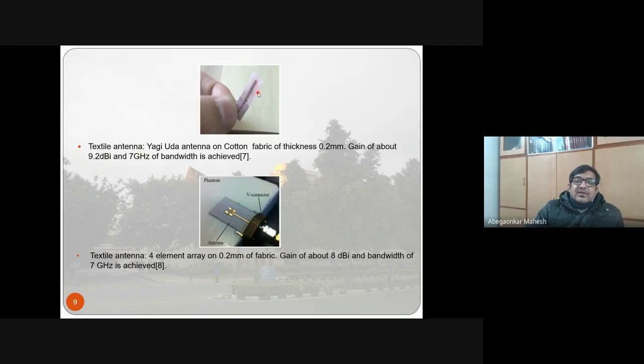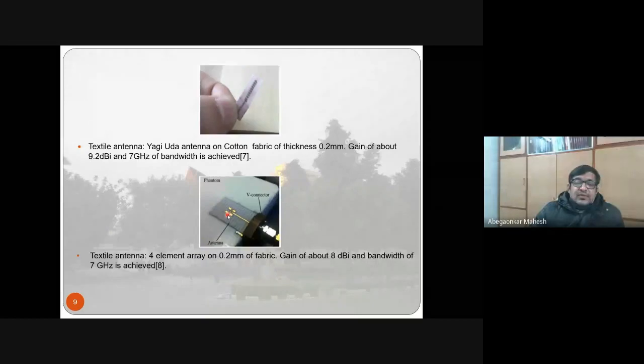So this is, again, you can see there is a cotton fabric. So you have printed the antenna on a cotton fabric. Then you have textile antenna. You can see the antenna here. There's a phantom, right, and there's a connector here. So this is a four element array on 0.2 mm fabric. Gain of about 8 dBi and bandwidth of about 7 gigahertz is achieved in this. So this is one type of textile antenna, Yagi-Uda type of textile antenna. This is a 4-element patch array on a fabric again.